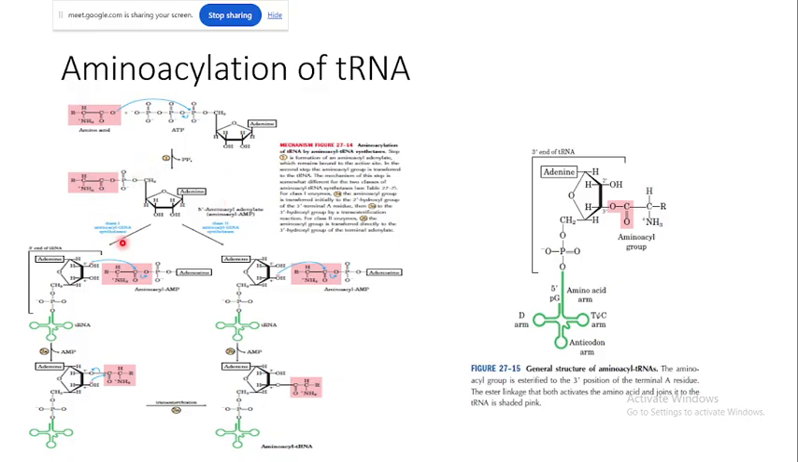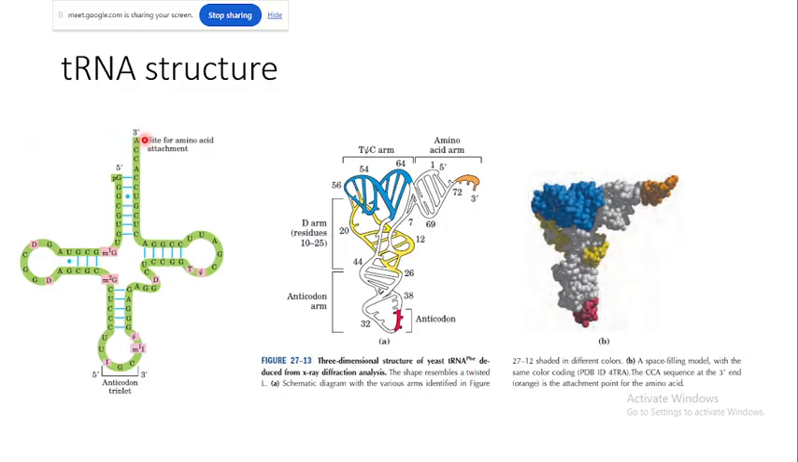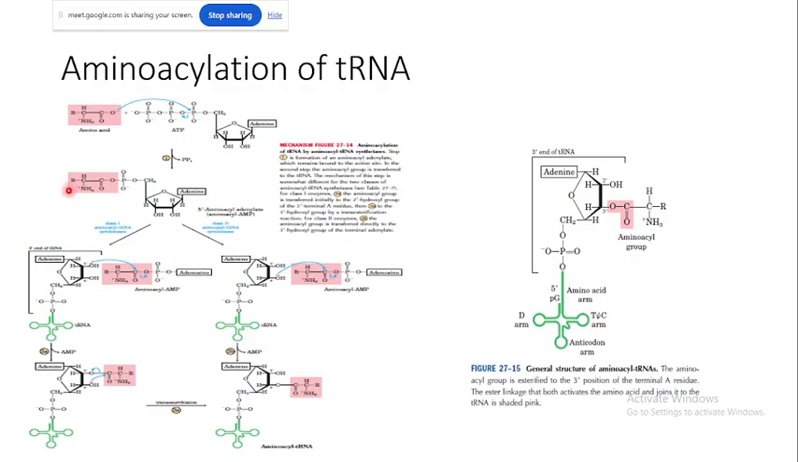Now it has to be conjugated with the tRNA, right? So the aminoacyl tRNA synthetase will catalyze it. Suppose this is a tRNA which has a CCA at the 3' end. So the last nucleotide is the adenosine, right? So this is your adenosine, which is in the form of AMP.